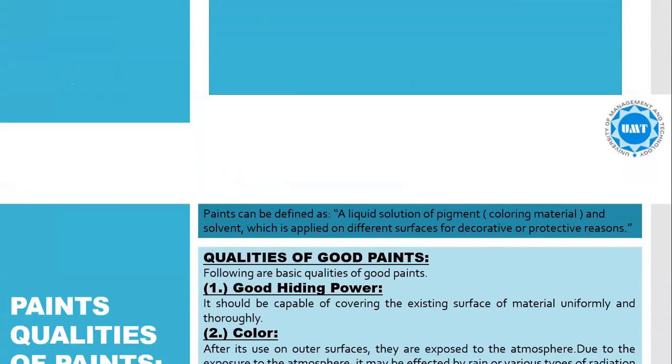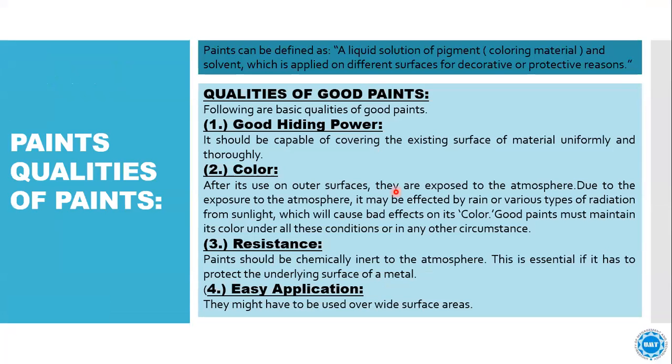So let's make a start with paint and the qualities of paint. Paint is defined as a liquid solution of a pigment, coloring material, and a solvent, which is applied on different surfaces for decorative or protective reasons. The good qualities of paint include good hiding power, color, resistance, and easy application.